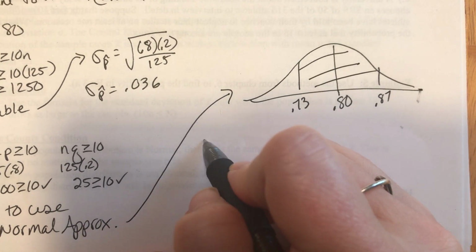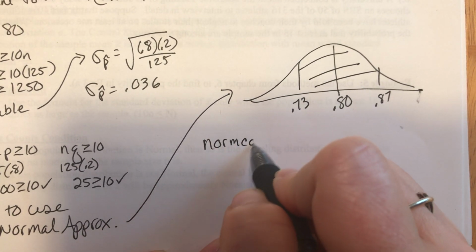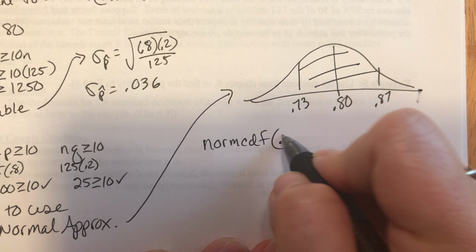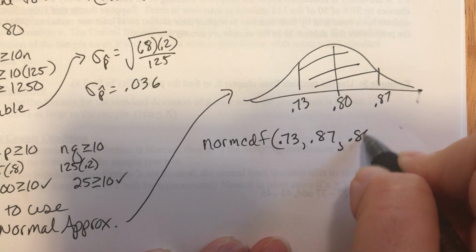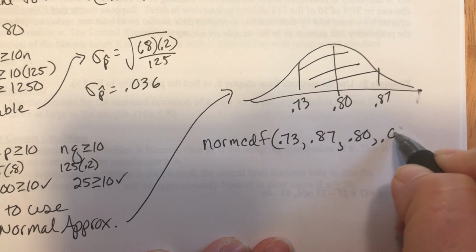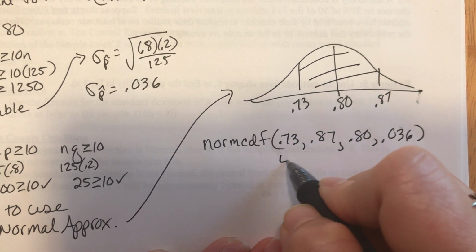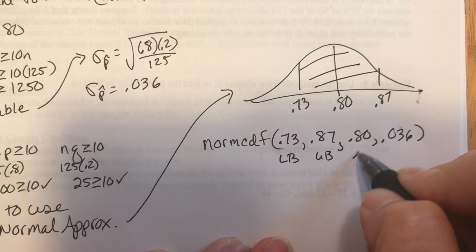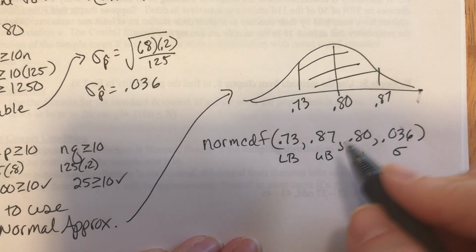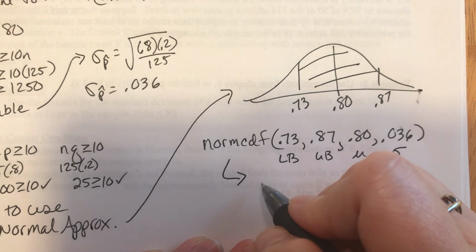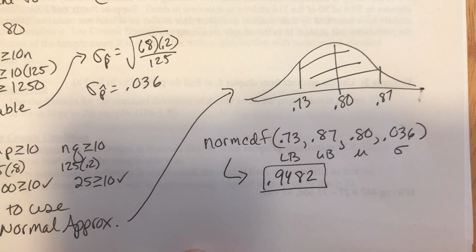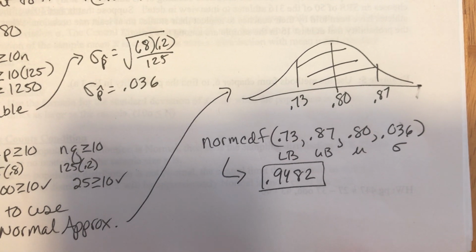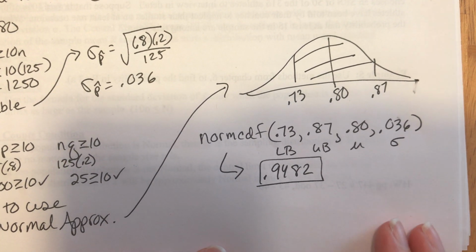All right, we're going to use norm CDF: lower bound, upper bound, mean, standard deviation, right? Make sure you label them underneath, and that will give us an answer of 0.9482. That's our probability. Now let's talk about how to summarize this, okay?